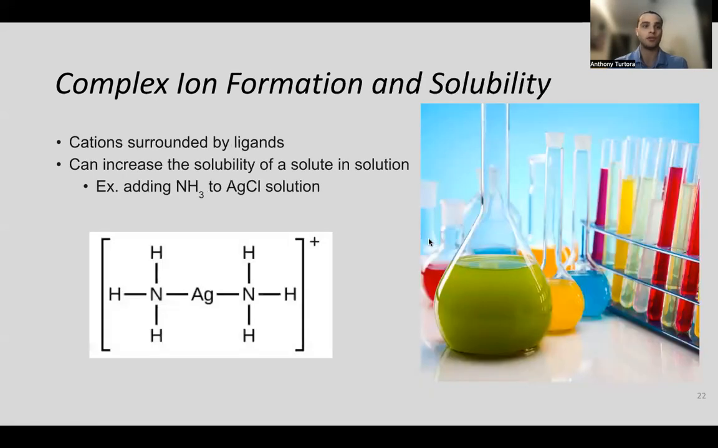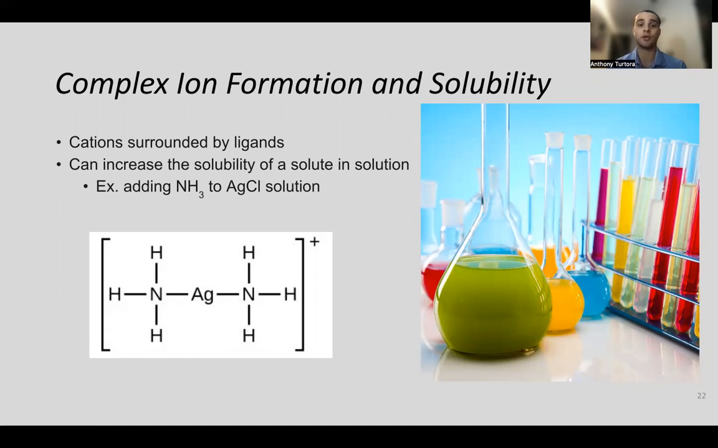All right. So next we have complex ion formation and relating that to solubility. So what a complex ion is, we have a cation that's surrounded by ligands. In this case, the ligand would be a Lewis base. So if I look at Ag+ forming a bond with NH3 in solution, this would occur if I throw NH3 into an AgCl solution. So why this is important is because this can increase the solubility of Ag+.